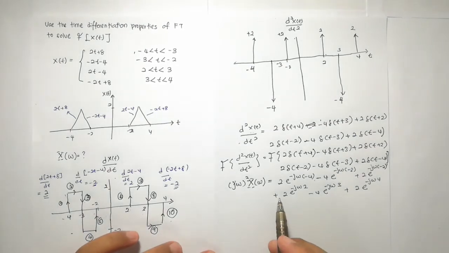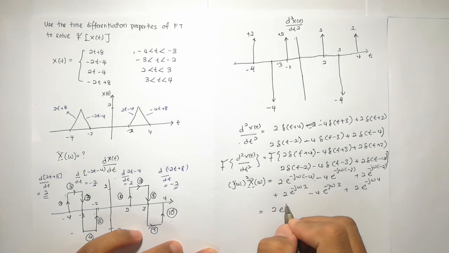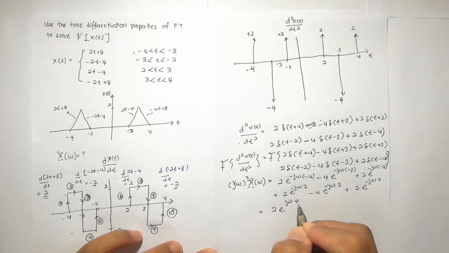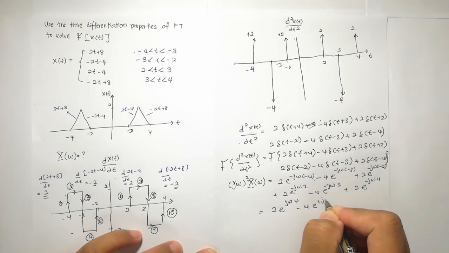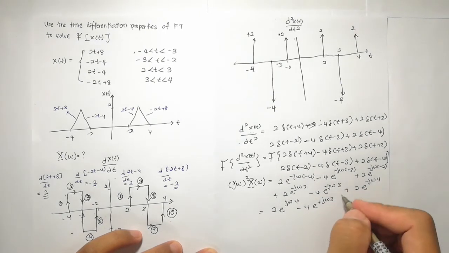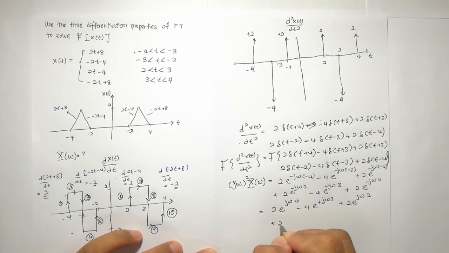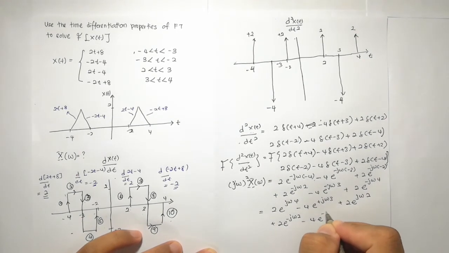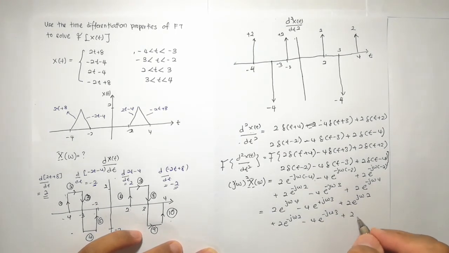Then we can simplify this equation. This will be equal to 2e^(j omega 4) minus 4e^(j omega 3), since the negative j becomes positive, and then plus 2e^(j omega 2), and then plus 2e^(-j omega 2) minus 4e^(-j omega 3) plus 2e^(-j omega 4).